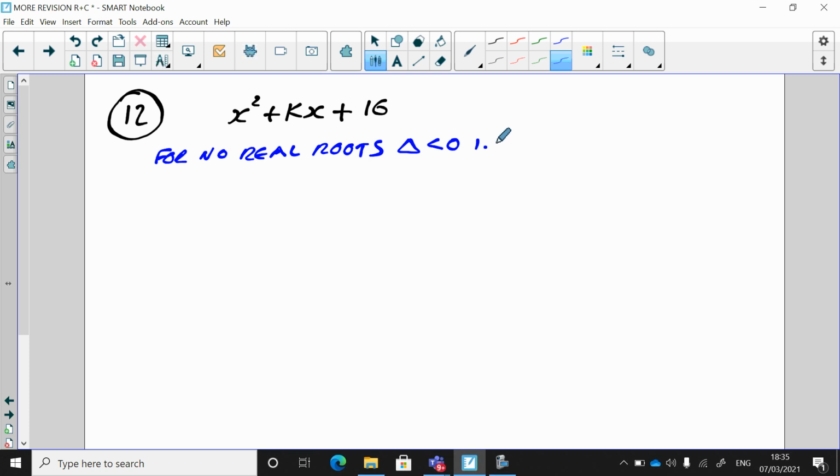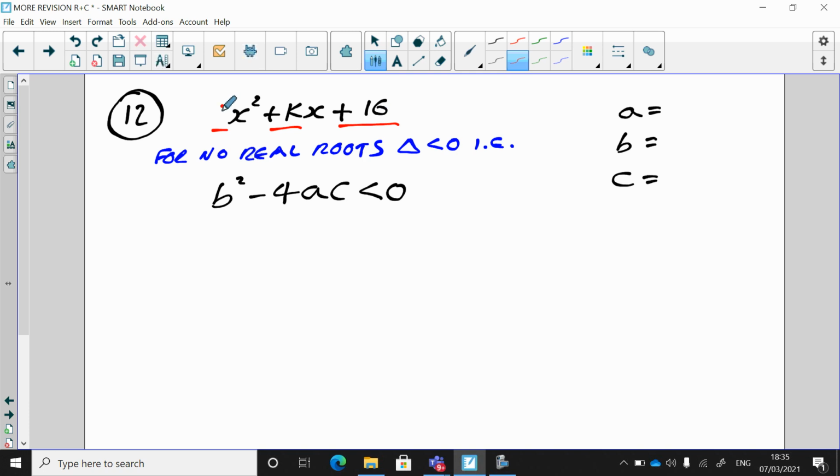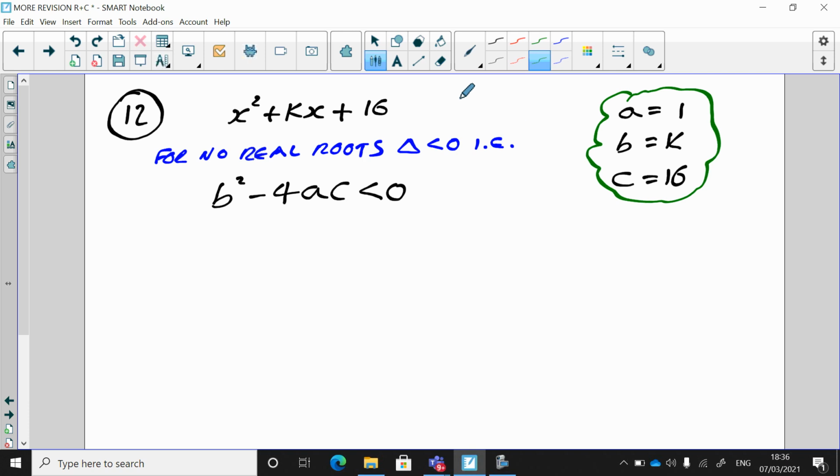Discriminant has to be less than 0. So discriminant here is b squared take 4ac, and it has to be less than 0. So we need to know what the values of a, b, and c are, and they come from here, here, here. You know that's a 1 there. So here, a is 1, b is k, and c is a number on its own. That's fine. So we'll just put them in there, keep them safe.